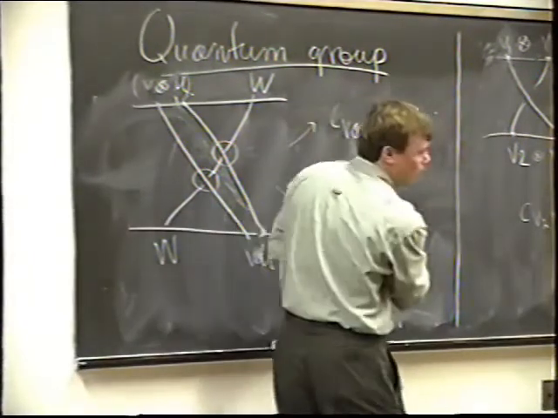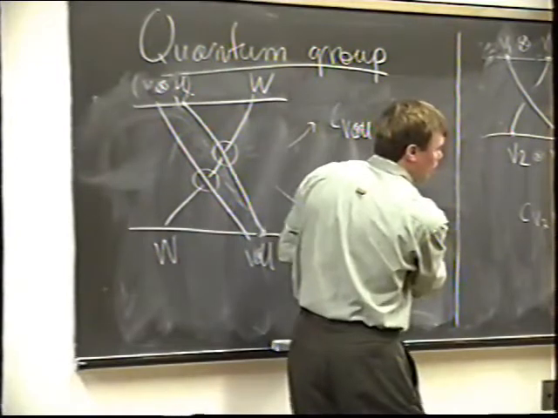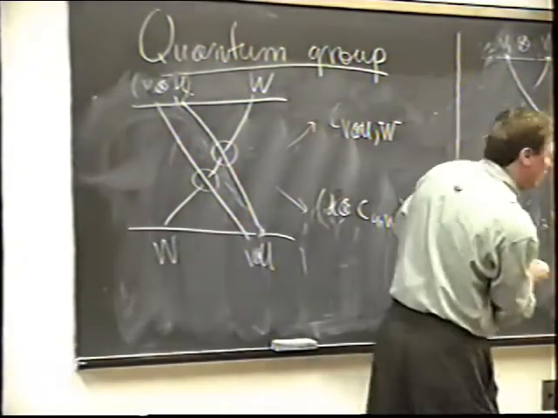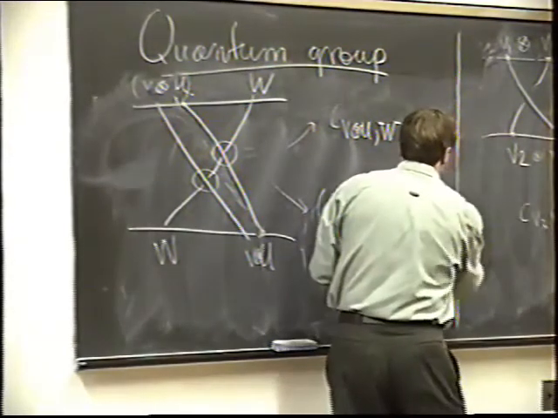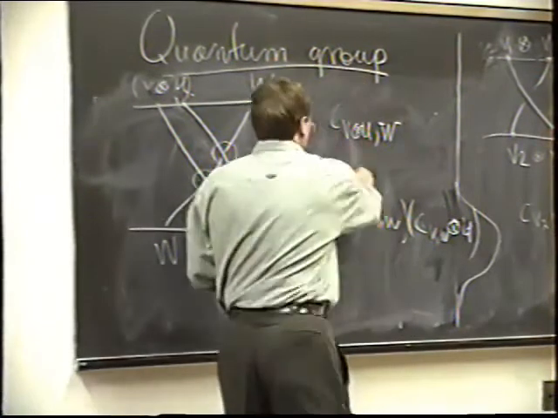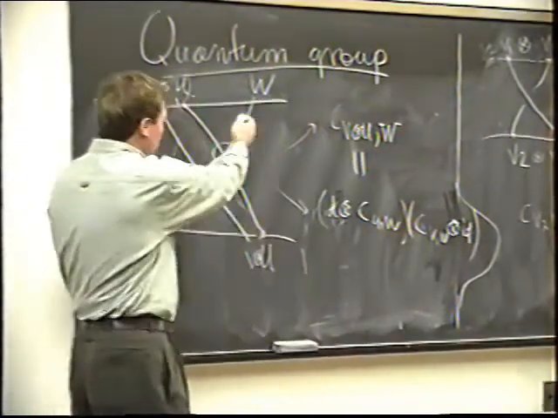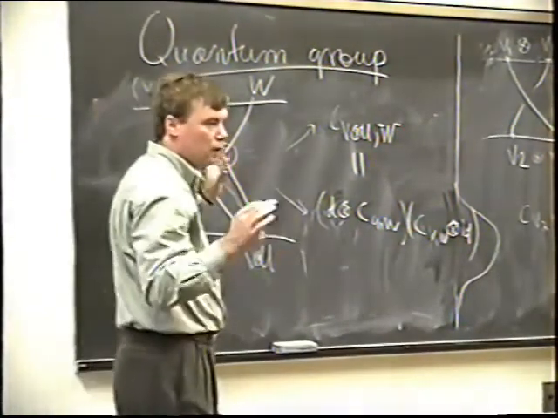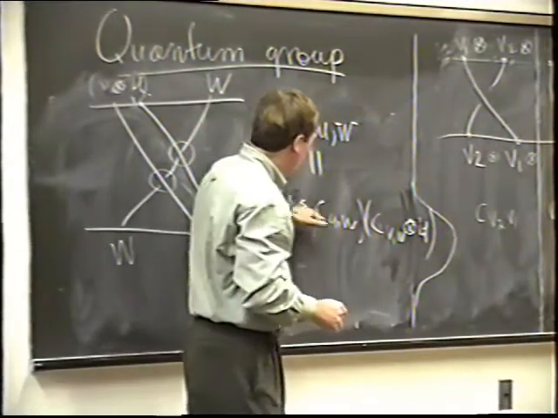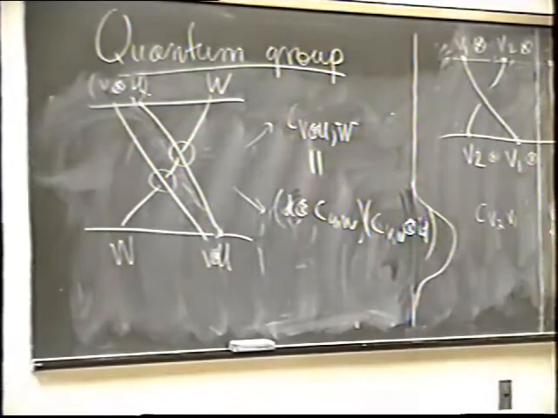identity tensor C U,W, then C V,W tensor identity. And the fact that this picture is considered modulo isotopies is reflected in this equation.